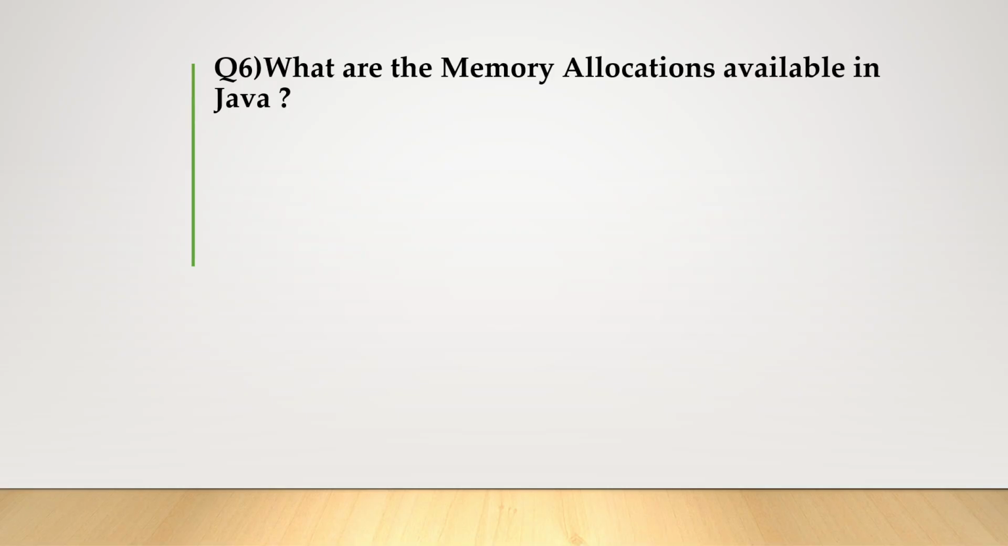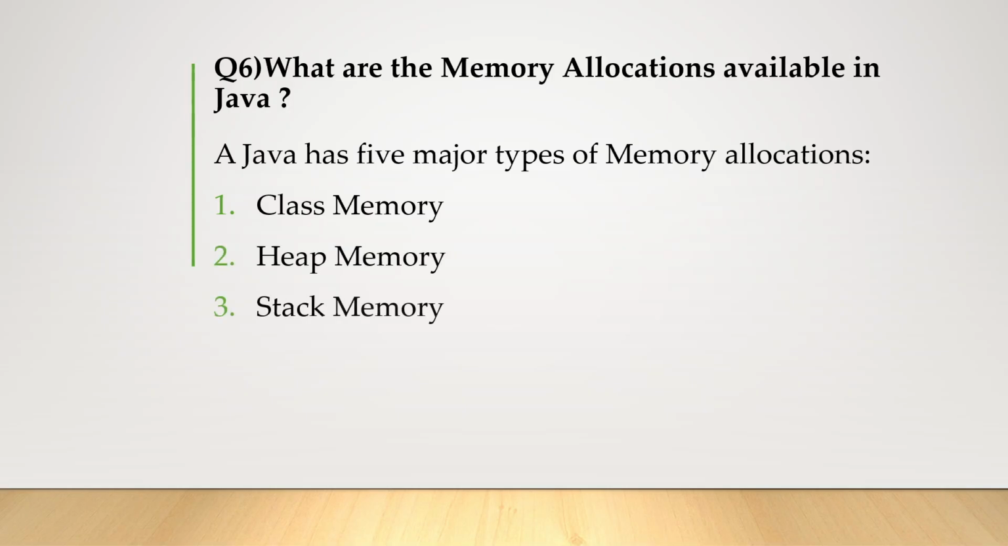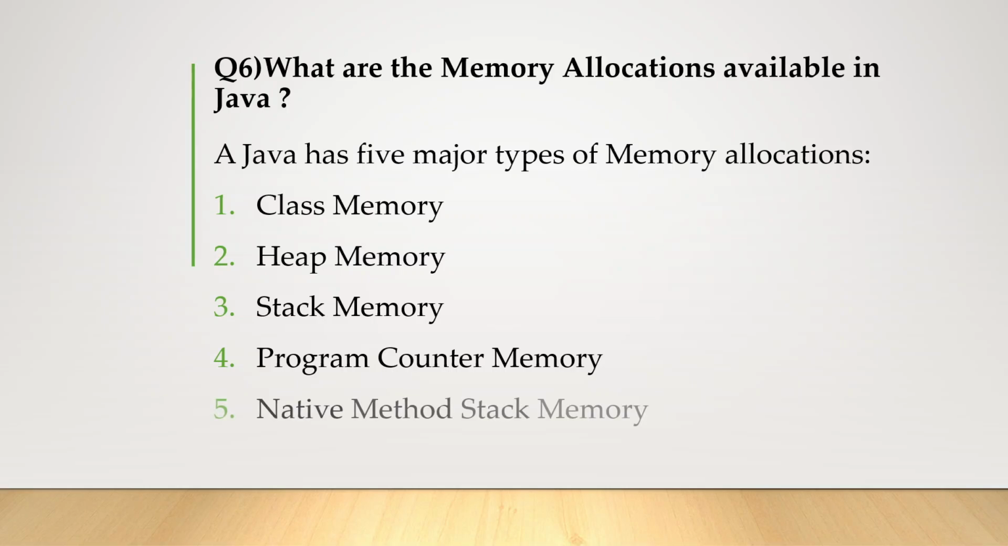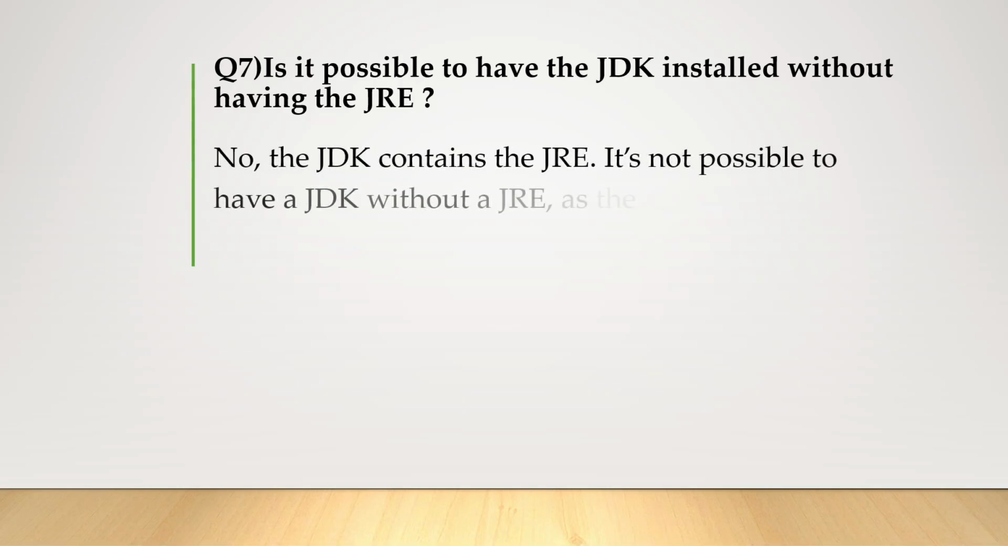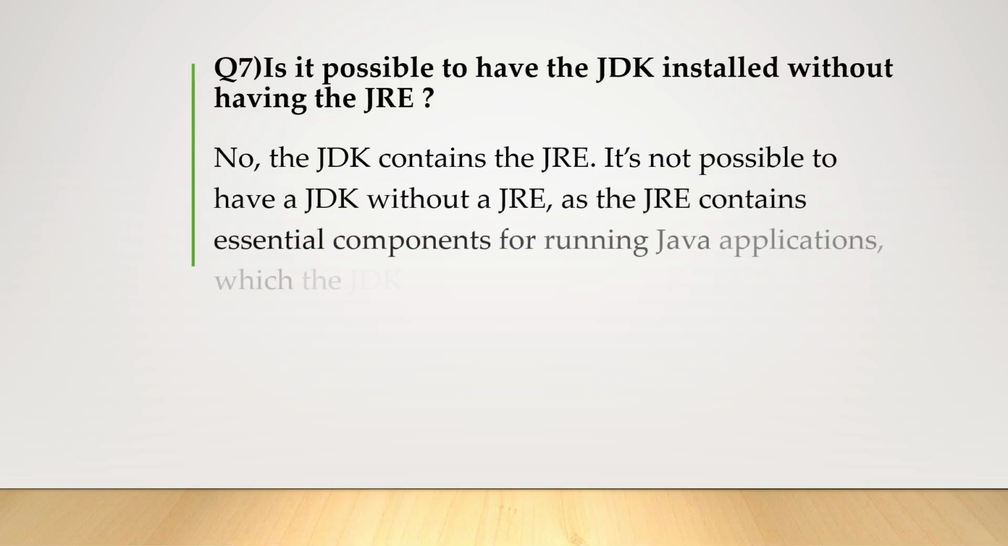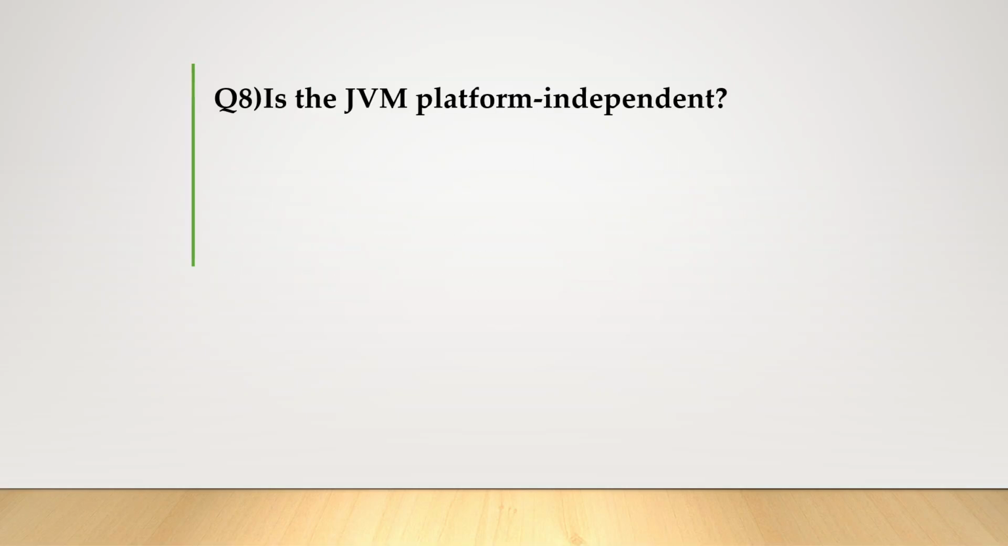Sixth question is what are the memory allocations available in Java? Java has five major memory allocations. First is class memory, second is heap memory, next is stack memory, fourth is program counter memory, and fifth is native method stack memory. Seventh question is is it possible to have the JDK without installing the JRE? Answer is no. The JDK contains the JRE, so it's not possible to have the JDK without JRE, as it contains essential components for running Java applications, and the JDK is also used for development.